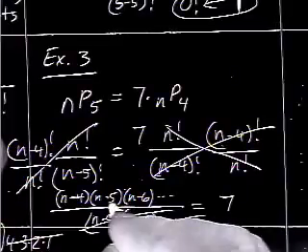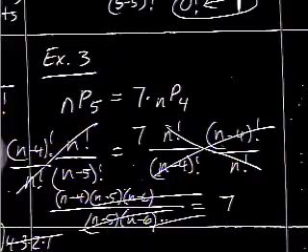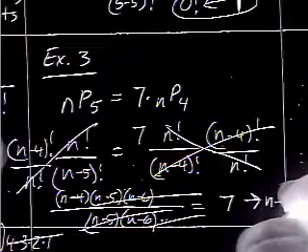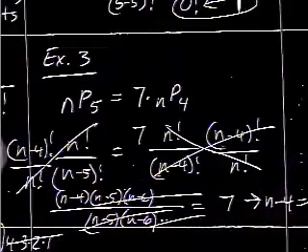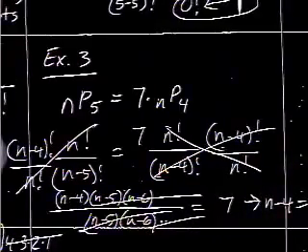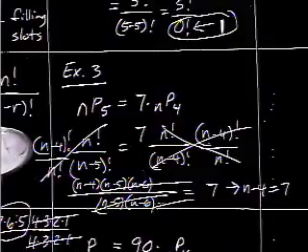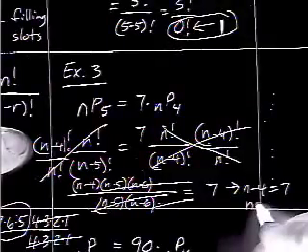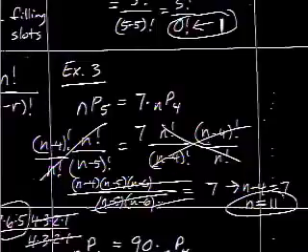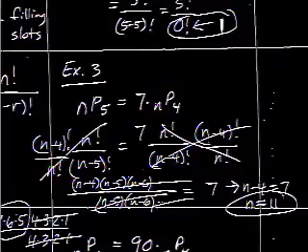Well, notice all the things that cancel out, leaving me n minus 4 equals 7. And if n minus 4 equals 7, then n equals 11. That was a lot easier than I thought it was going to be. At least it was a lot easier than you thought it was going to be.